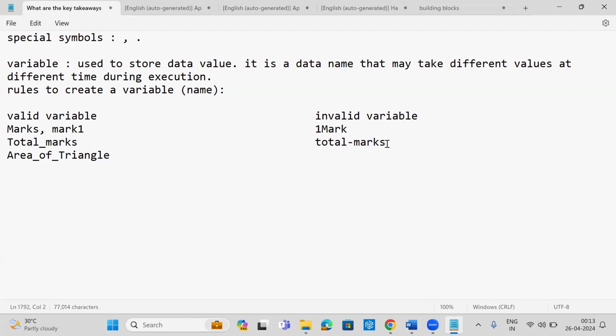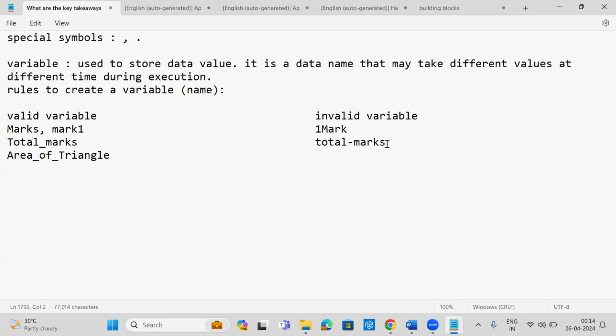You can see on your keyboard the special symbols like not, at the rate, hash, dollar, percentage, ampersand, star, brackets. All these are special symbols. Special symbols are not allowed to create a variable, okay? They should not appear anywhere in the variable. The only special symbol that is allowed is underscore, okay? So these things you need to remember.